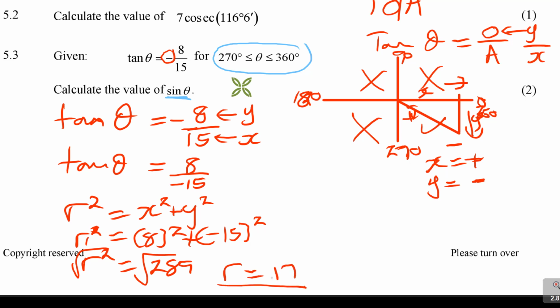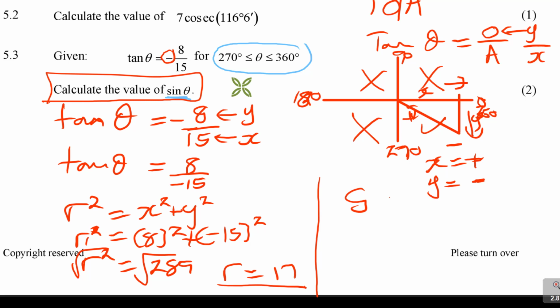Now look, I never say plus or minus. Why? Because r is always positive. I'm saying plus or minus when I'm dealing with x and y. So from here, I can tell that since my r is 17, then I can answer this question: calculate the value of sine theta.